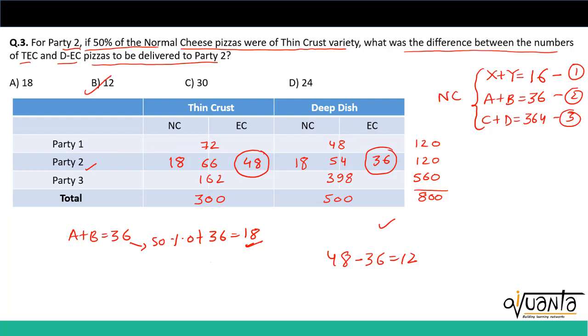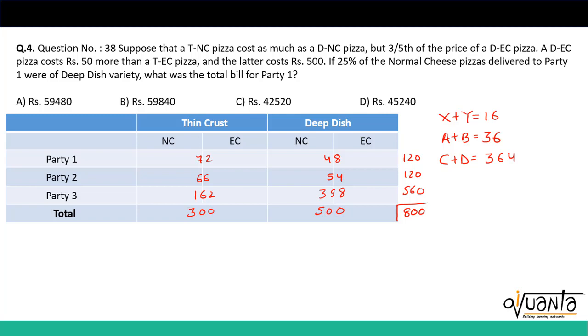Now let's go to the last question. Suppose that TNC pizza costs as much as DNC pizza, but 3/5 of the price of a DEC pizza. A DEC pizza costs rupees 50 more than a TEC pizza and the latter costs 500. If 25% of normal cheese pizzas delivered to party 1 were of deep dish variety, what was the total bill for party 1? So we need to find out the total bill for party 1. Now the total normal cheese pizzas delivered to party 1 were these 16. So this was x, this was y, x plus y was 16.